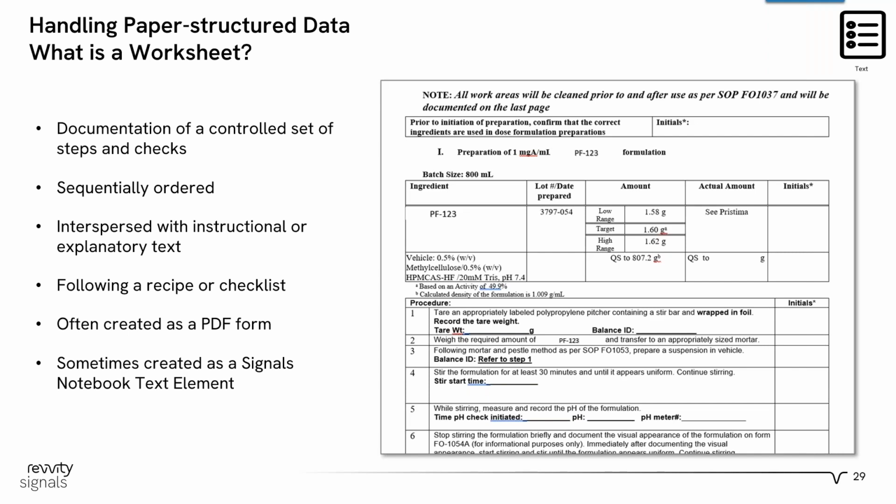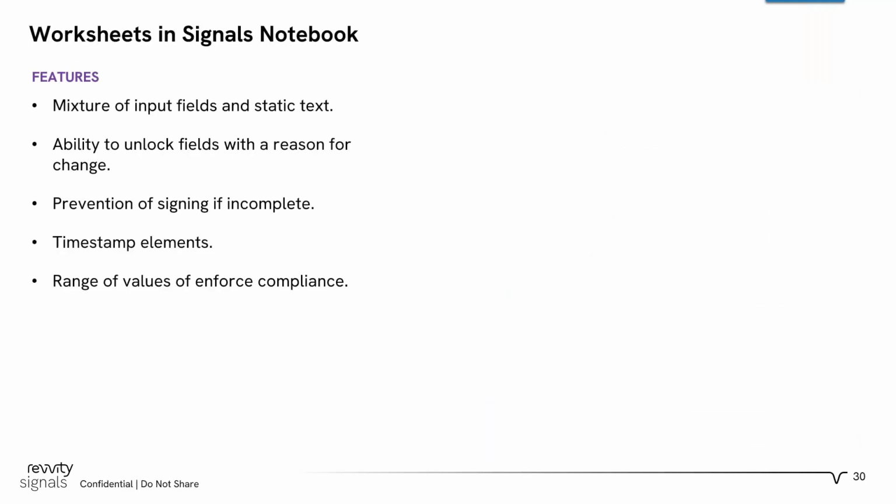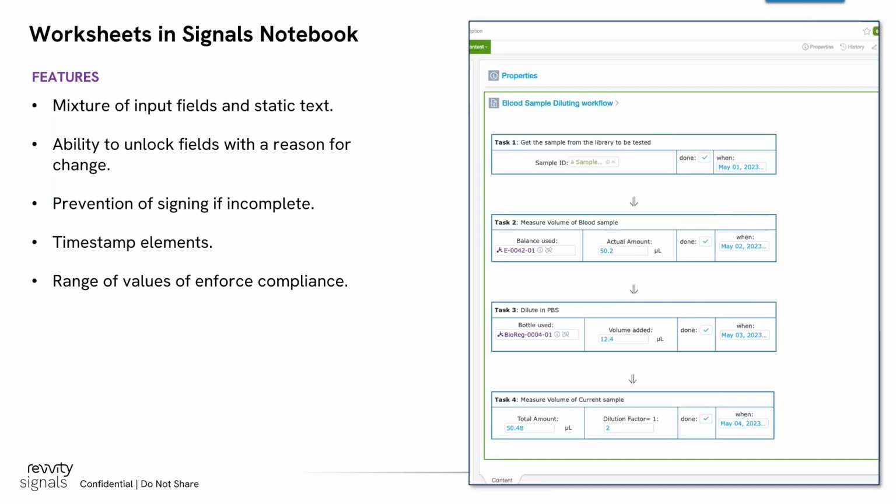sometimes created just directly within our electronic lab notebook, Signals Notebook, as a text element, which doesn't really help in the grand scheme of taking advantage of your data at a later stage for data analysis or for later machine learning, for example. So this is why one of the recent additions from last year to Signals Notebook are worksheets that allow mixtures of input fields and static text, with the possibility to lock and unlock fields, prevention of electronically signing a document if it's incomplete, and having timestamps.